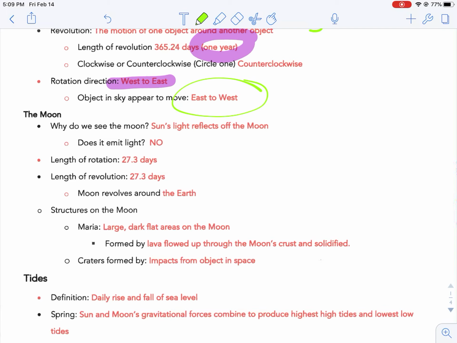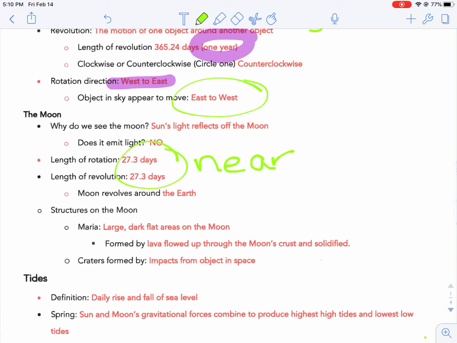The length of rotation and the length of revolution is the same. That's called synchronous rotation, so they are in sync with each other. The moon rotates once around us and once on its axis in the same amount of time, which is why we see the same side of the moon all the time. We never see the far side. We only see the near side.